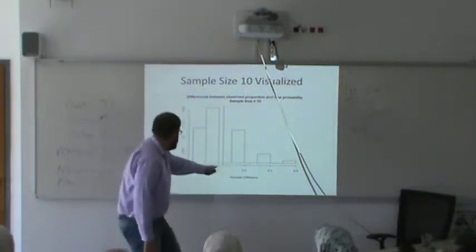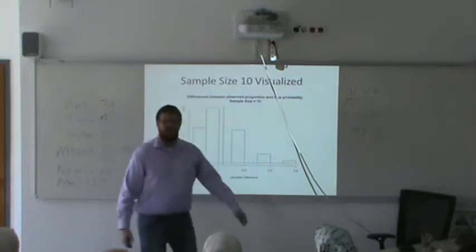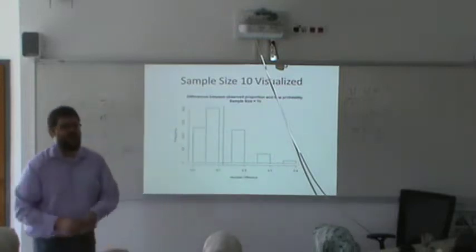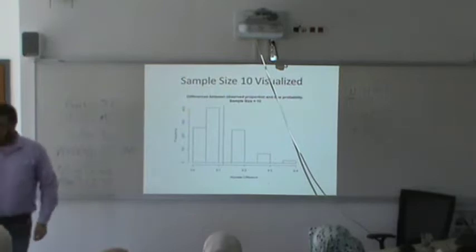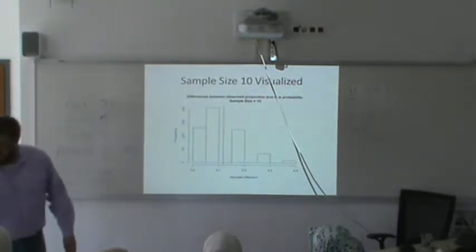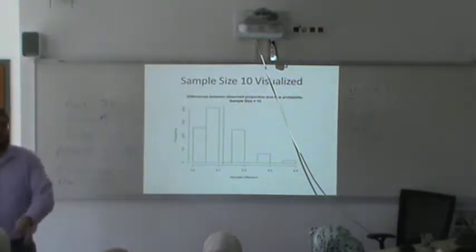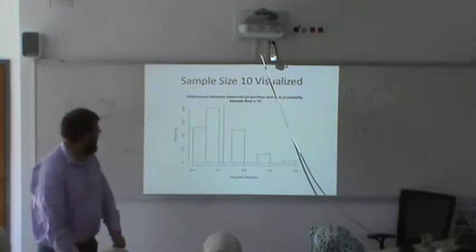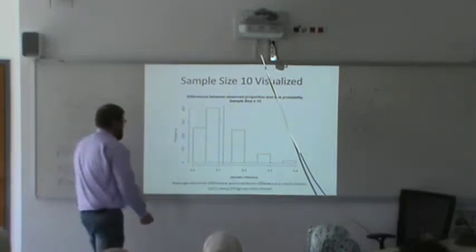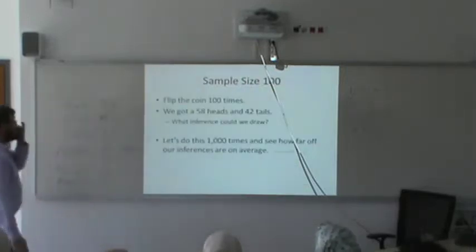This means that on average we're off by 0.1, so we'd be estimating the probability of the coin to be 0.6 or 0.4, right? So let's ramp it up even more. Let's do 100.